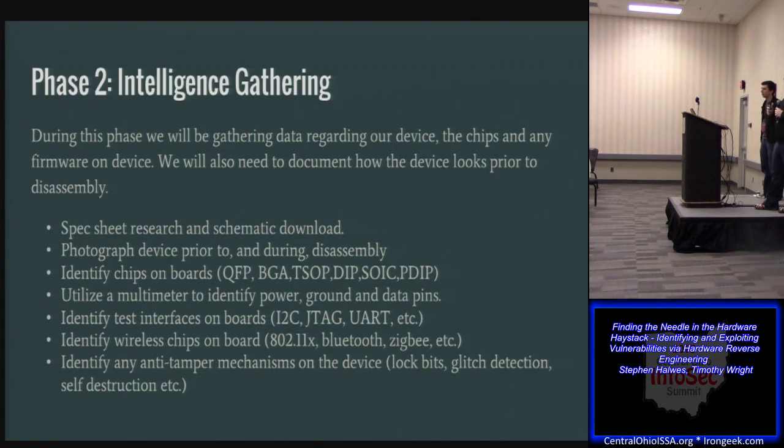Looking for the test interfaces on the board, so if you have JTAG or UART, something like that. Identifying the wireless chips on the board to see if you have 802.11, Bluetooth, Zigbee, things like that you need to test during the assessment. And then finally looking for anti-tamper. In more government stuff, you're going to see anti-tamper devices being built onto the board. There could be lock bits or glitch detection built into the board, so you need to be aware of that and just plan for it accordingly.